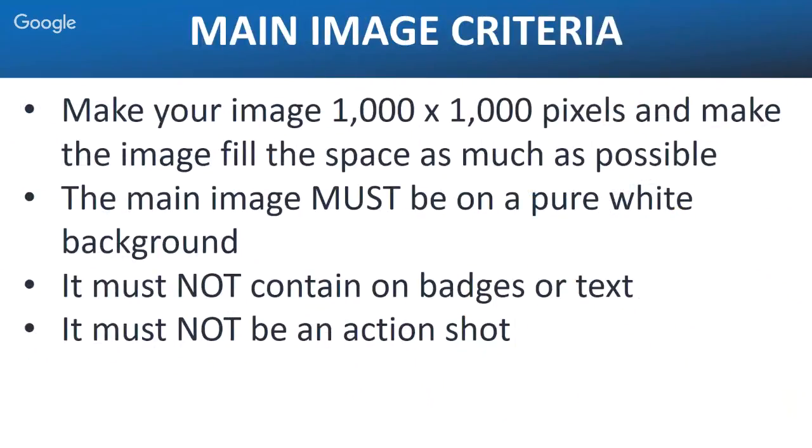Okay, the main image must be on a pure white background, and that's easy enough to do. If you can't do it yourself, just farm it out to someone on Fiverr, and they could do it for you. I'm using Clipping Magic, which will do the white background. Just get rid of everything and give you a white background. It must not contain any badges or text, and it must not be an action shot. We'll have a look at some action shots in a minute. So let's have a look at some main image examples.